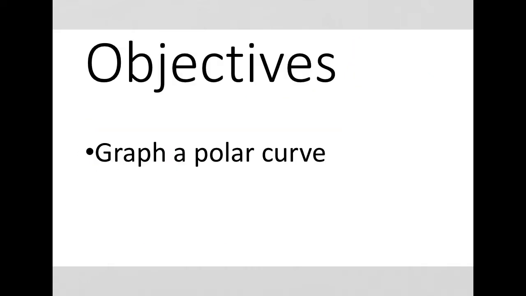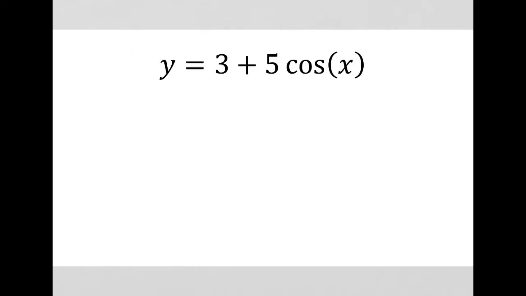So let's then move on to our main objectives for the day. We want to graph a polar curve. And now we're going to look at how we do that. So before we go ahead and graph an actual polar curve, what we're going to do is graph this Cartesian equation first, this trig function. It's a cosine function. So how do we graph this?